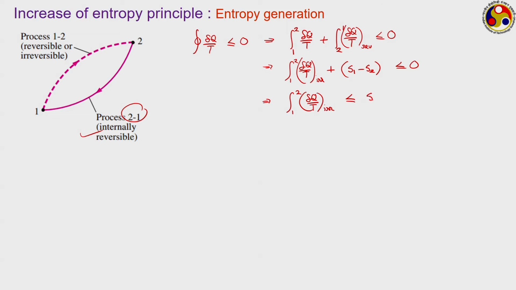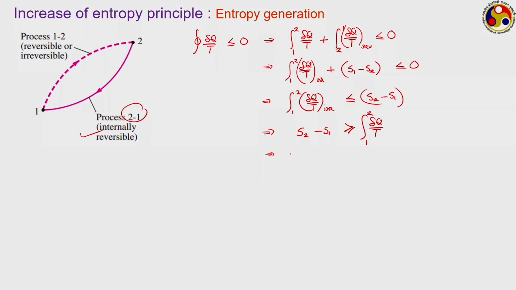So, this has to be equal to S2 minus S1, or if we write formally, then S2 minus S1 has to be greater than or equal to this del q by t integration over 1 to 2. As long as we are following a reversible path, then the equality will hold and the change in entropy can directly be related to this del q by t quantity. However, if we are following an irreversible path, then del q by t alone is not sufficient, rather we need some other contribution. That is, in differential way, if we write ds greater than or equal to del q by t.